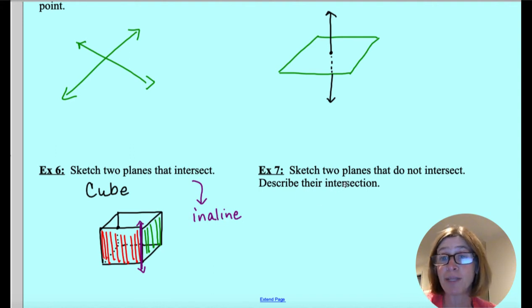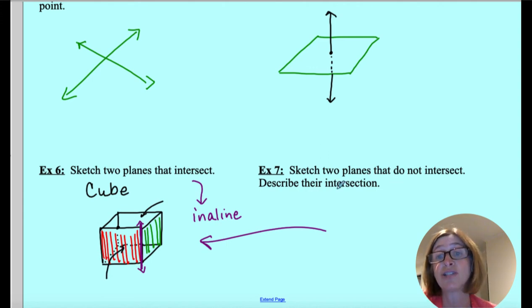Now, if I want to draw two planes that don't intersect, I could also draw the cube, but this time I'd be looking at the back and the front, or the top and the bottom. They would never intersect. So two planes that don't intersect would be called parallel.